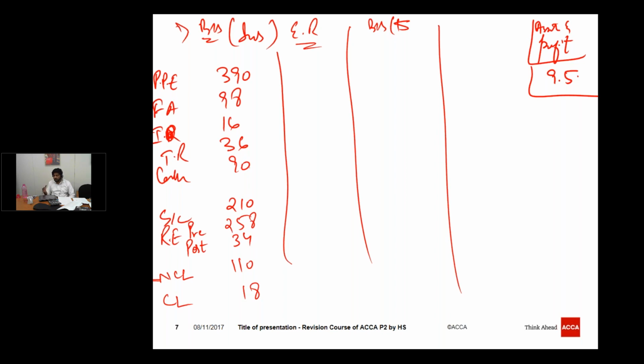Now we are going to convert by using the exchange rates. So do remember this point, that all the assets should be translated at the closing rate. Similarly, all the liabilities should also be translated at the closing rate.